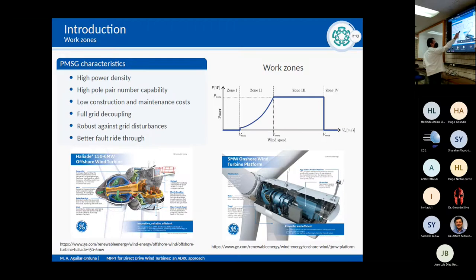In zone one, the wind speed is too low to overcome the friction forces and the inertia of the machine, so the wind turbine remains stopped. In zone four, the wind speed is so high that the machine must be stopped to avoid failure and destruction of the whole system. In zone three, the wind turbine works at its nominal speed, so the blade pitch angle is adjusted to limit the amount of power extracted from the wind. And finally, here in zone two, where this work takes place, the wind speed is above the cut-in speed but under the nominal speed. In this zone, the blade pitch angle is fixed at 0 degrees, and the angular speed of the wind turbine is controlled to follow the so-called maximum power curve.